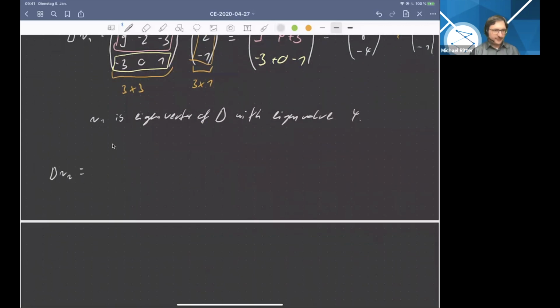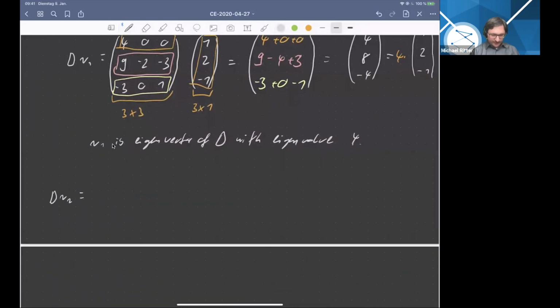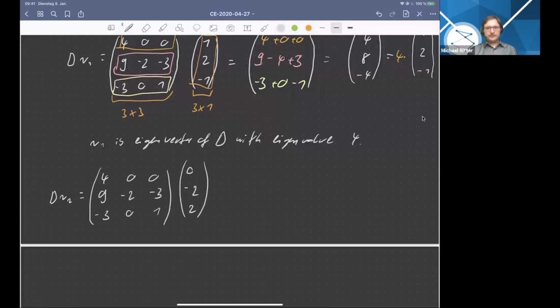So D v2, again, the matrix D is 4, 0, 0, 9, -2, -3, -3, 0, 1. And V2 is 0, -2, 2. So the result here is, well, the first row is just 0 plus 0 plus 0. The second row is 0 plus 4 minus 6, that's -2. And the last row is 0 plus 0 plus 2, so that's 2. But obviously, that's exactly the vector that we started with. So this is, again, an eigenvector, this time with eigenvalue 1.